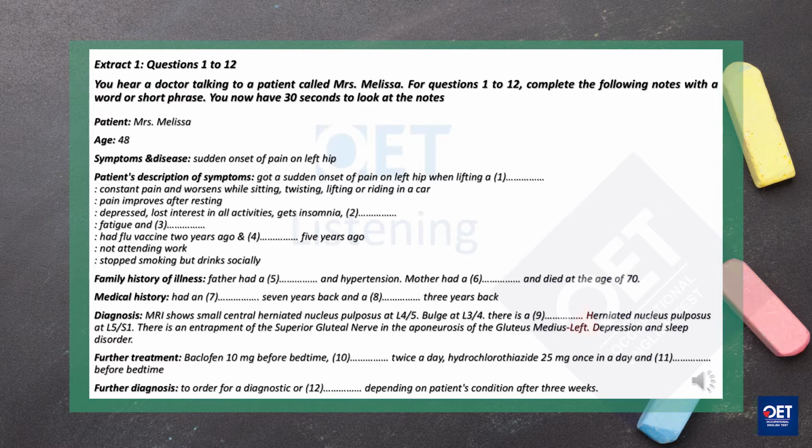There is an entrapment of the superior gluteal nerve in the aponeurosis of the gluteus medius left, and you are also suffering with depression and sleep disorder. So I would recommend you take a treatment for superior gluteal nerve block left. I am going to prescribe you baclofen 10 milligrams before bedtime, flurbiprofen 100 milligrams twice a day, hydrochlorothiazide 25 milligrams once in a day, and Klonopin 0.5 milligrams before bedtime.